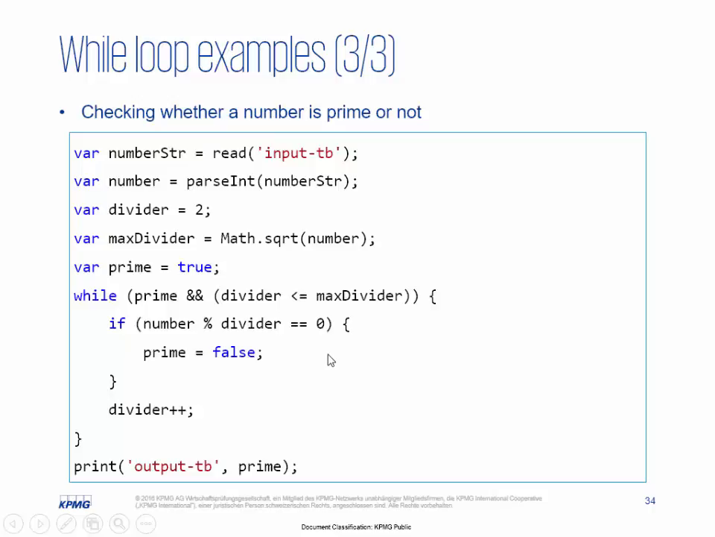So maybe not the best method to check for prime numbers, but actually, there are not so many methods to check for prime numbers. But that's one way to just check through all the numbers until you reach your number and see if there is any of them that actually divides with no remainder. So prime here will be true or false. And once we're done with the loop, we'll print out the result, whether we found that it's true or it's false.